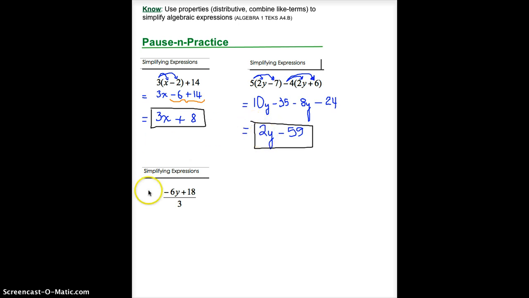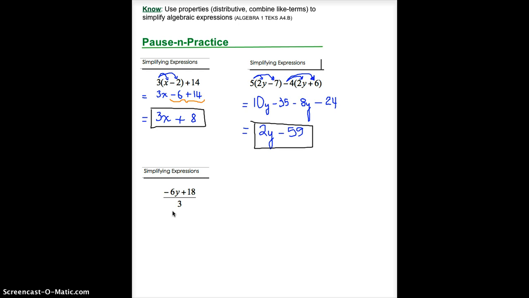Now please pause the video and try your next example. -6y plus 18, all divided by 3. Please pause the video.